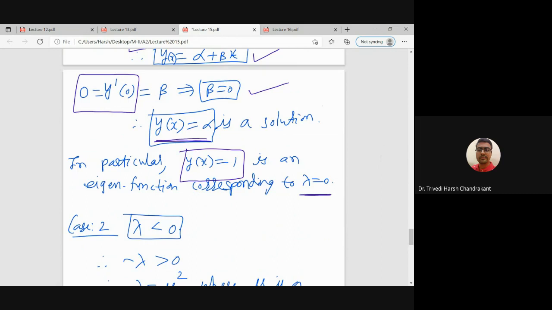So the general answer: what are the eigenfunctions corresponding to lambda is 0? The answer is y(x) equals alpha, where alpha is non-zero. Right, so this is the general answer.